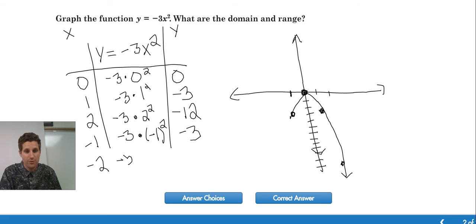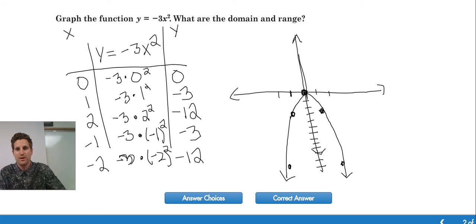And then same thing, negative 2. We plug in negative 2. When you square negative 2, what happens? You get positive 4 times the negative 3, which is a negative 12 again. So we end up way down here for negative 2. And so we can see that we're going to get a nice line of symmetry. I could fold these over and take care of them.